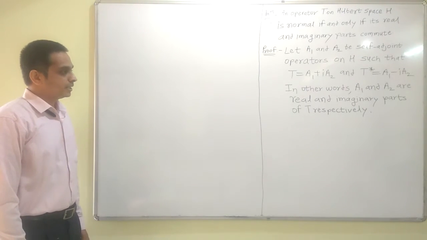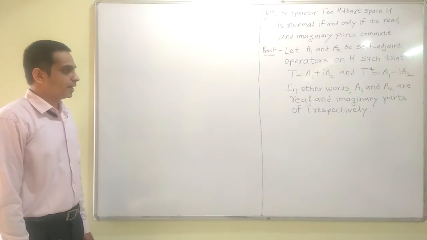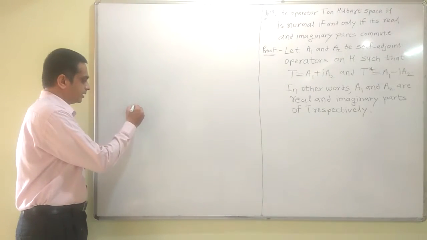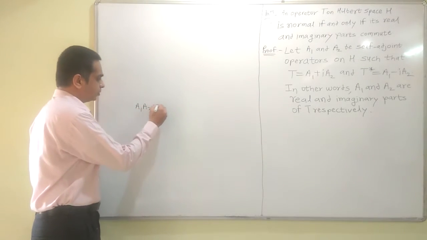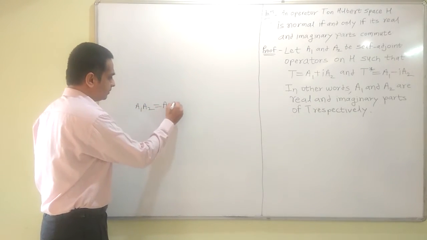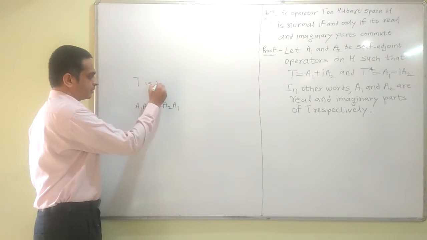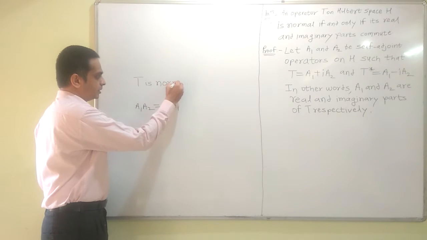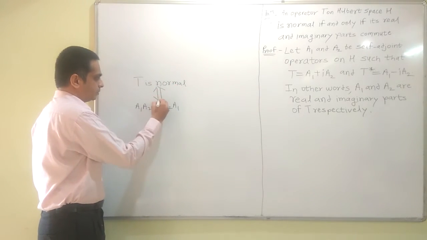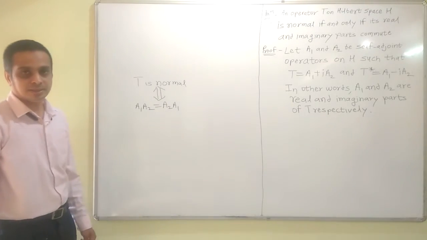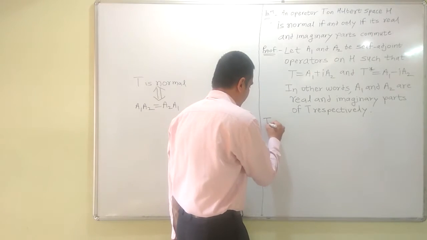We have to prove that T is normal if and only if these parts commute with each other, that is, A1 A2 is equal to A2 A1 if and only if T is normal. So this is what we have to prove. Before that, let us calculate T T star and T star T in terms of A1 and A2.